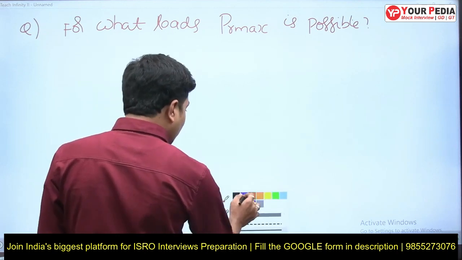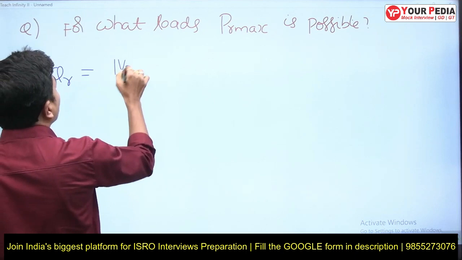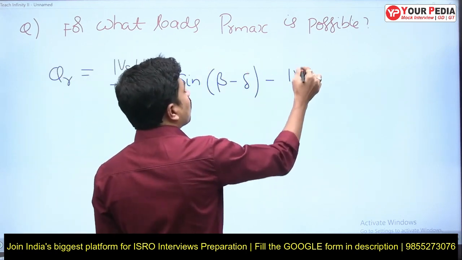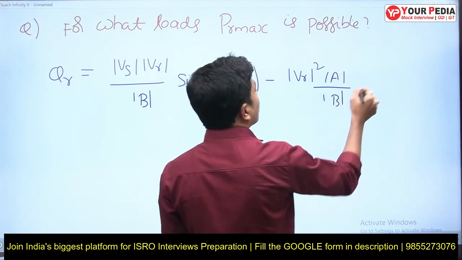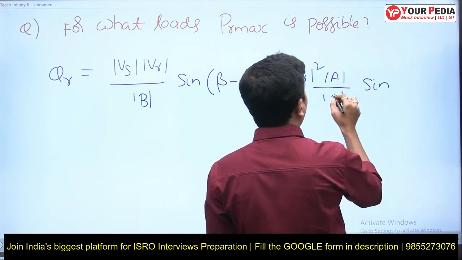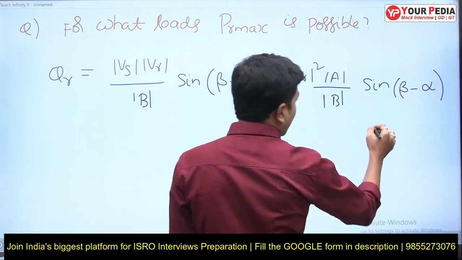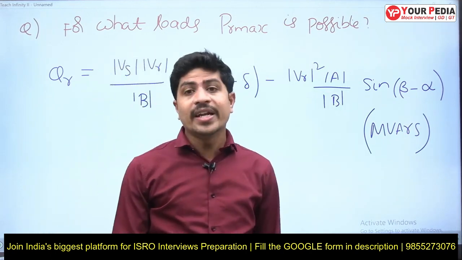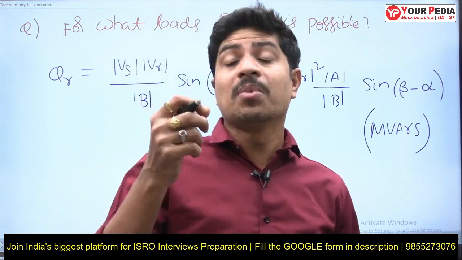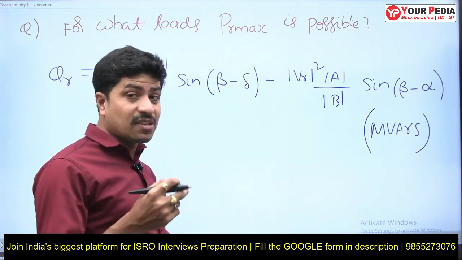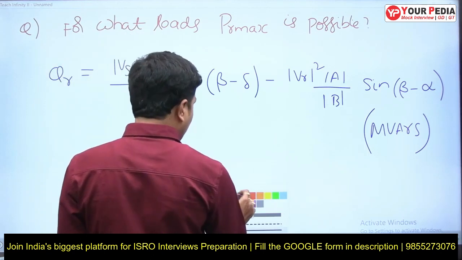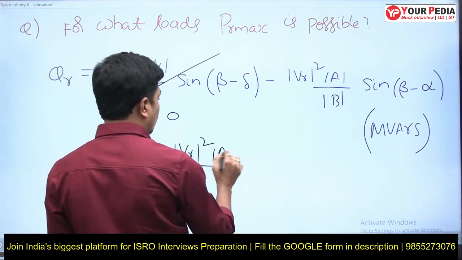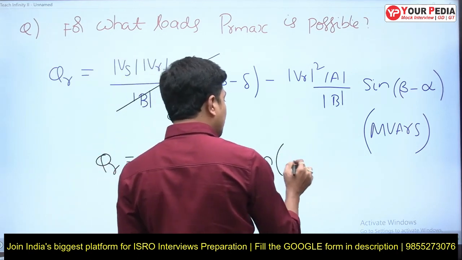See, for that we need the reactive power equation. QR is equal to mod VS mod VR by mod B sine of (beta minus delta) minus mod VR square into mod A by mod B sine of (beta minus alpha) MVARs. Now he's asking for what type of loads, leading loads, lagging loads, resistive loads, or any load, this maximum receiving end real power is possible. Let's see what is the condition for maximum receiving end real power. Delta must be equal to beta. If I put that, this particular part will become zero. Then what you are going to get? QR is equal to minus mod VR square into mod A by mod B sine of (beta minus alpha) MVARs.